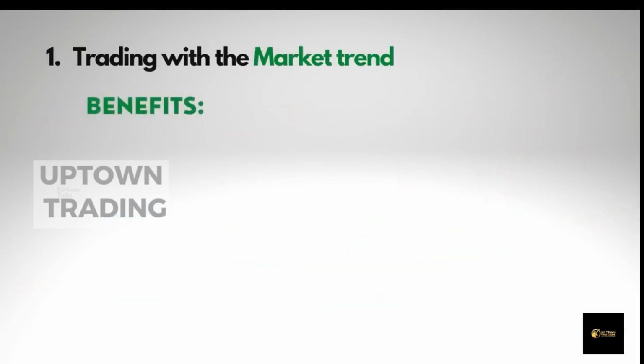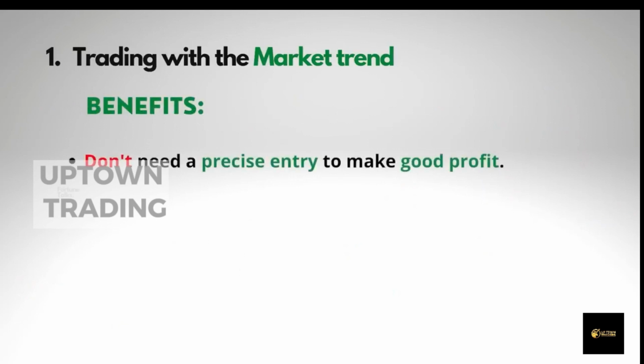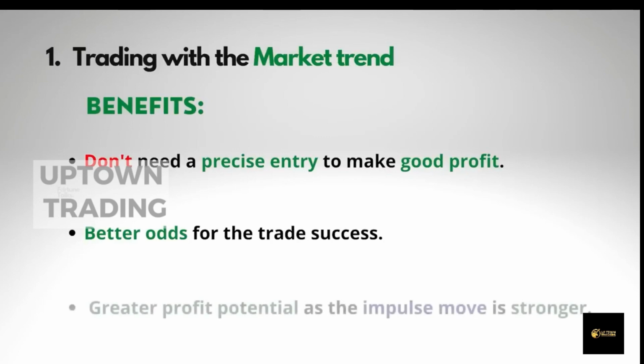Now there are a few advantages by trading with the trend. Number one is that you don't require a precise entry to make a good profit. Secondly, you have better odds for the trade to work out as you are trading with the market flow. And finally, you have a greater profit potential as the impulse move is stronger than the corrective move.